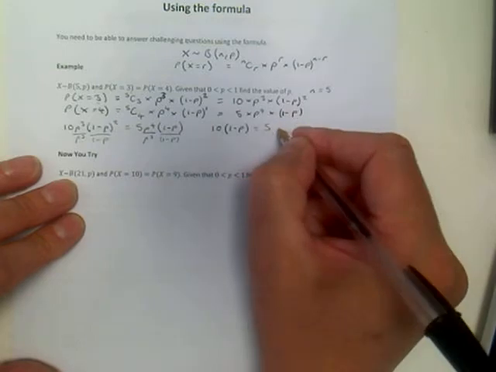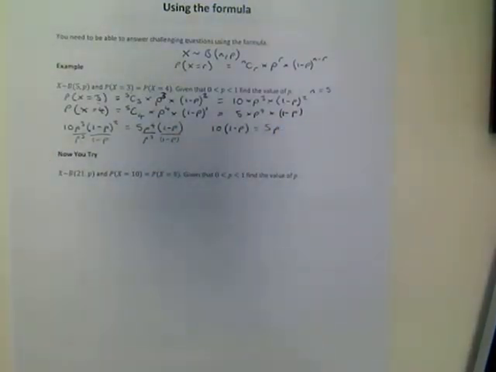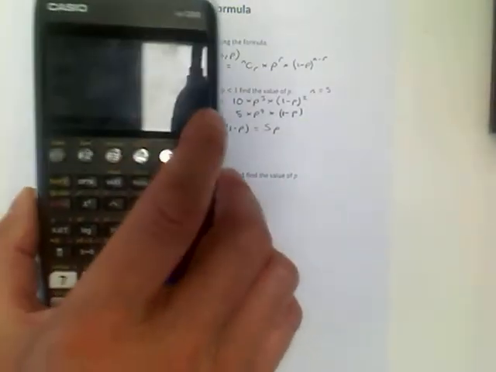P to the power of 4 divided by p cubed is p, and the 1 minus p is cancelled out. So I've now got something lovely and simple that I can solve. And you could use algebra to solve that. I'm sure absolutely no problem at all. I'm just going to use solver on this.